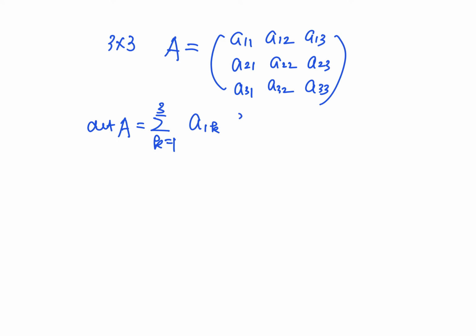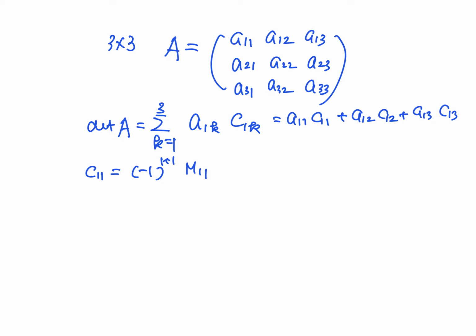A1K, C1K. So you need to have three cofactors, right? So that means A11 C11, A12 C12, A13 C13. So cofactor C11 is minus 1 to the 1 plus 1, M11. M11 is the matrix obtained by deleting the first row and first column, right?